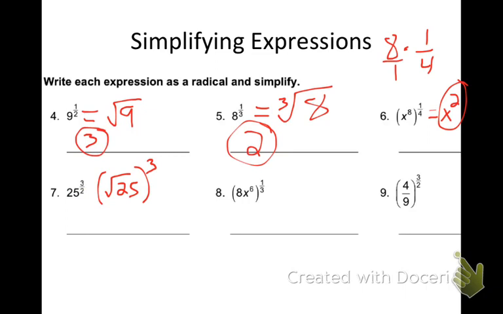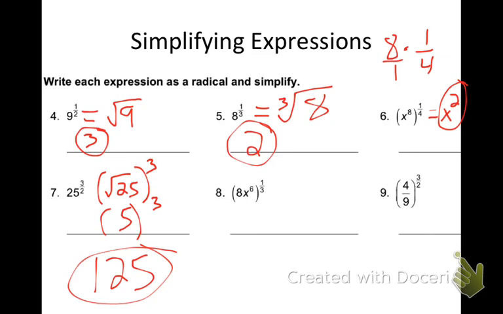Okay. So the square root of 25 is 5. I get 5 cubed. 5 cubed is 125. Nice job. Again, the biggest thing on these problems is being able to kind of break it down to radical form and to simplify it.